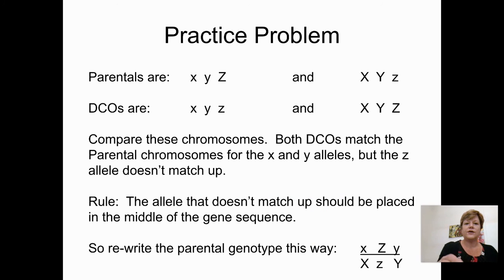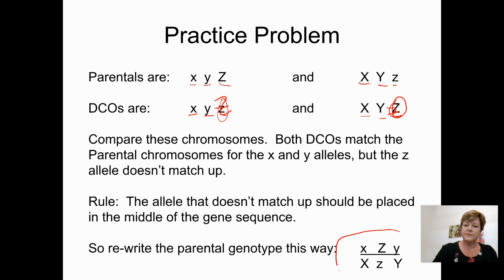So your parentals are little x, little y, big Z, and big X, big Y, little z. And we're going to compare those to the DCOs, which are little x, little y, little z, and big X, big Y, big Z. And this one is actually pretty easy to see that it's the Z. If we take the Z's on the DCO chromosomes and flip them, and I put the big Z over here and the little z over here, that recreates what I have in the parentals. And so what you have is the Z should be in the middle.